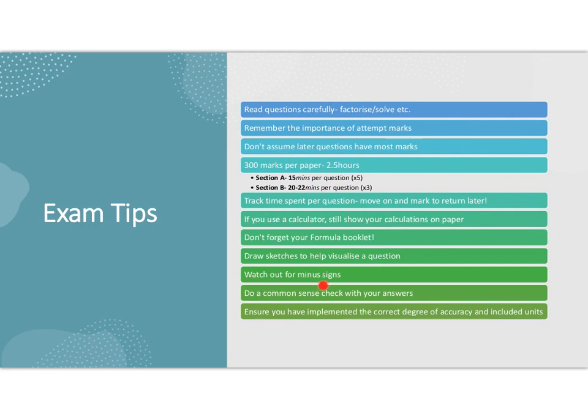Be very careful with your minus signs. Even Leaving Cert students make mistakes with minus signs sometimes, so always be very cautious. If you can, do a common sense check of your answers where possible, and always do a quick check at the end that you've used the correct degree of accuracy and included your units. What I would always recommend to my students is that when they finish a question in the exam and are about to move on to the next one, there are 3 things you should always do.